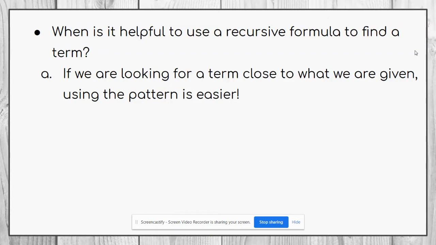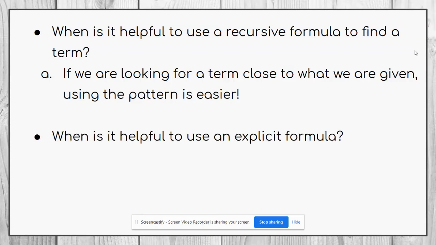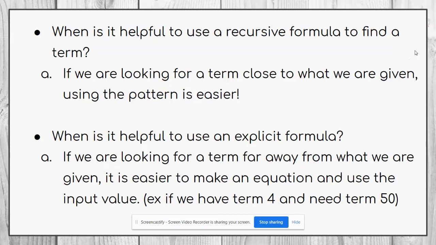find our desired term. On the contrary, to use explicit, if I've been given term 4 and they want me to find term 50, using my pattern would be exhausting. We would have so much adding or subtracting to do that it would be easier for us to write the explicit formula and then use that formula to find that term 50. So this is the end of the notes for that page.